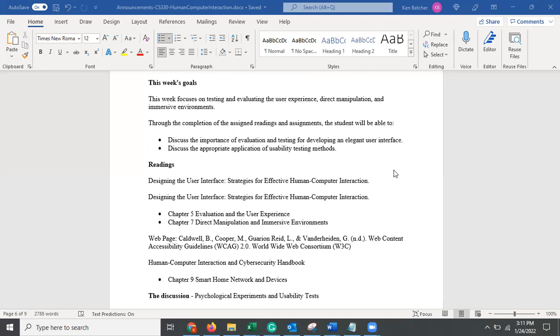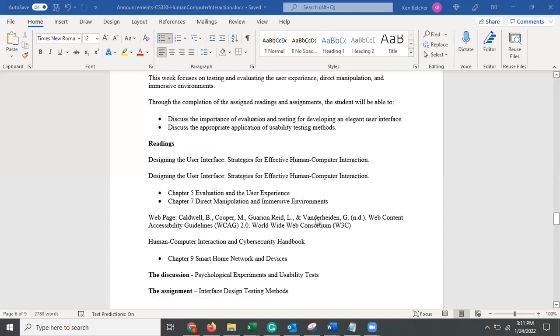So through the readings, we'll look at strategies for effective human-computer interaction, chapters 5 and 7, the evaluation of user experience and direct manipulation in immersive environments. There's a web page where you can look at web content accessibility guidelines. And so, the government does provide some guidelines. The W3C, I shouldn't say US government, but the W3C consortium also provides the standards of HTML, and they do other things. And so you can look up what they do, but they provide guidelines for website accessibility.